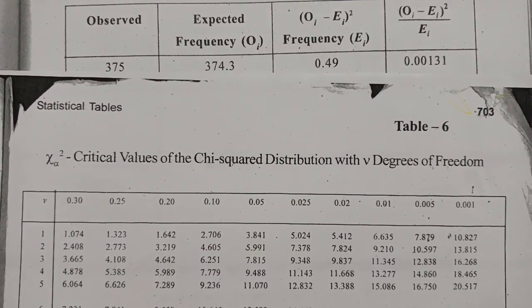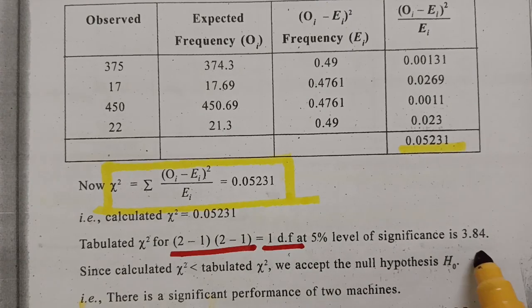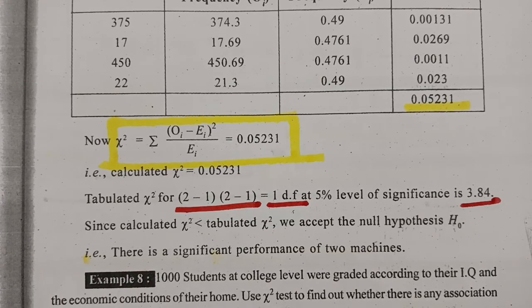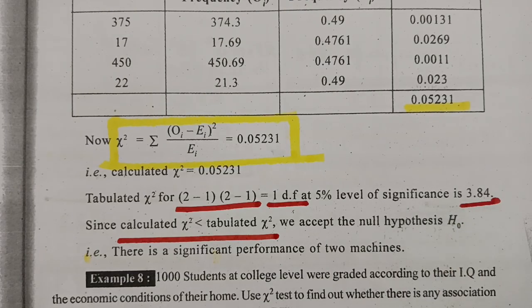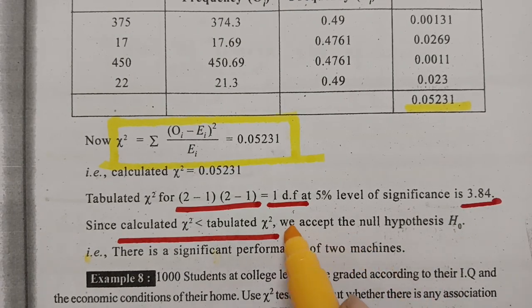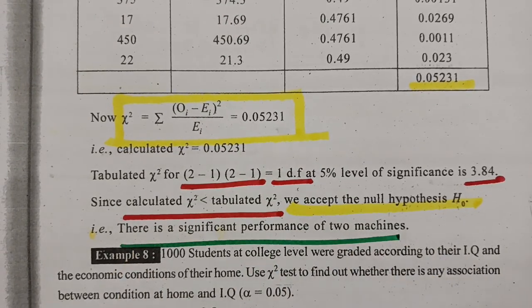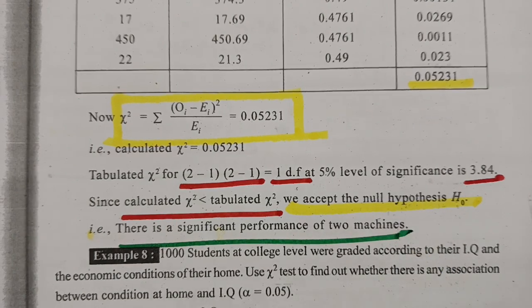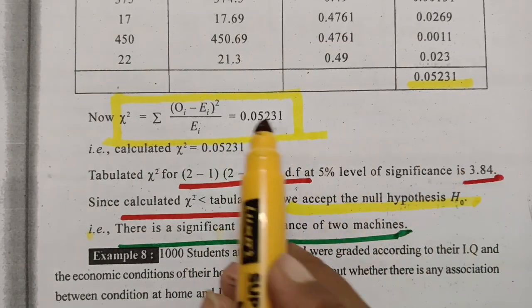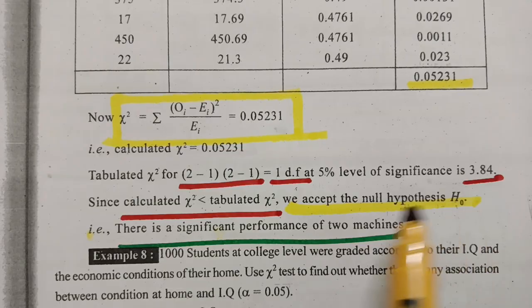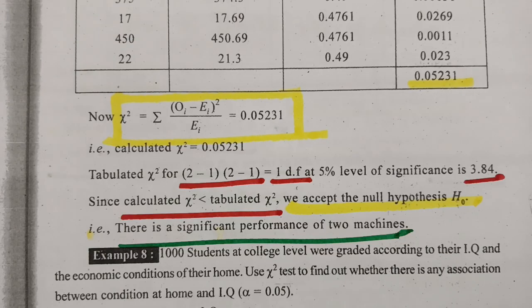So this is the tabular value at 1 degree of freedom and 0.05, that is 3.841, that is 3.84. And therefore here is the calculated value. Here the calculated value is less than the tabular value, and if it is less than, we are going to accept the null hypothesis H0. And therefore the conclusion here is there is no significant difference in the performance of the two machines. So first of all we have to get the calculated value, and we have to observe the tabular value. If the calculated value is less than the tabular value, we are going to accept the null hypothesis.